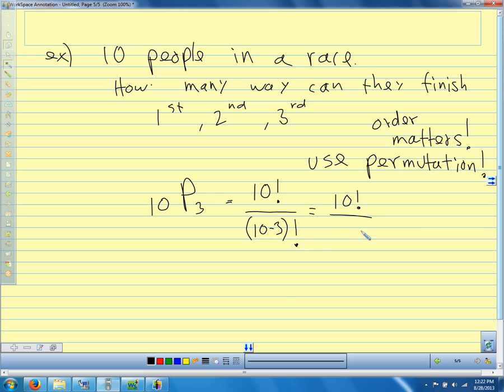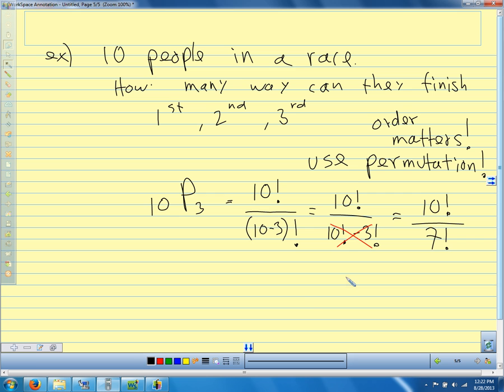All right, can I do this? Cannot do this. Have to do inside the parentheses first. We're following the order of operations. Parentheses from PEMDAS. Parentheses come first. So this equals 10 factorial, 10 minus 3 in the parentheses is 7, 7 factorial.